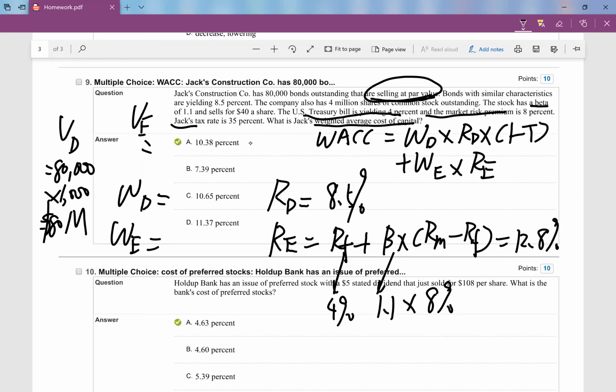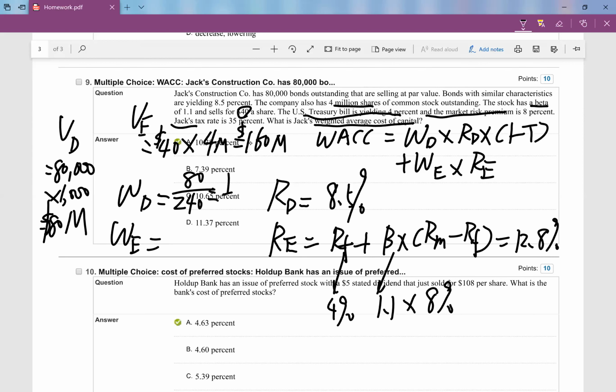For the equity value, there are 4 million shares of common stock outstanding. The stock value per share is $40, so $40 per share times 4 million shares outstanding gives us $160 million worth of stock. So the weight of debt will be 80 over the total value. Adding 80 plus 160 gives 240, so 1 over 3. The weight of equity will be 1 minus 1 over 3, or you can use 160 over 240, which is 2 over 3. You can use a ratio, a fraction, a percentage or decimals.